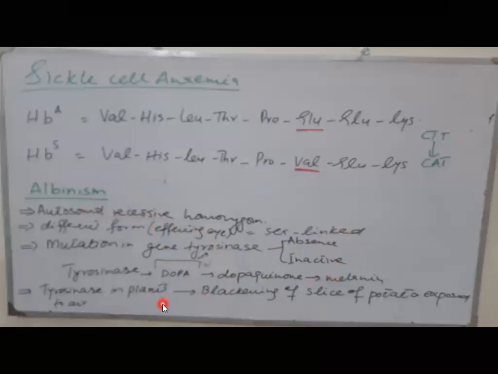In plants, tyrosinase is also present. The example is the blackening of a slice of potato or apple when it is exposed to air.